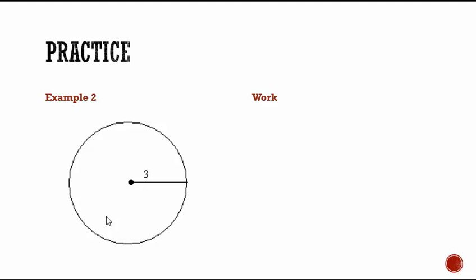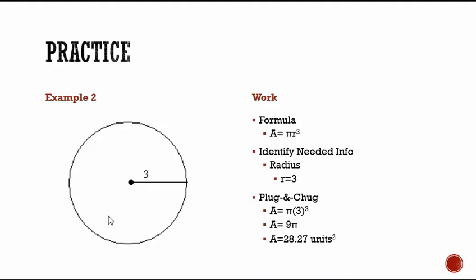Example 2, we're given a circle with a radius of 3 units. We're going to just identify our formula, identify the radius, and plug it in. Pi times 3 squared becomes 9 pi. Now, multiplication is commutative, so pi times 9 is the exact same thing as 9 pi. And you're going to get 28.27 units squared.